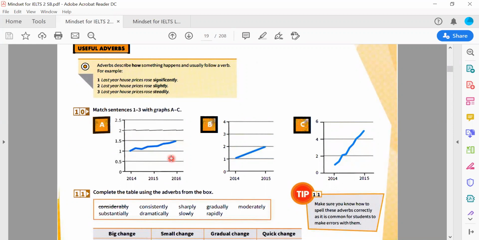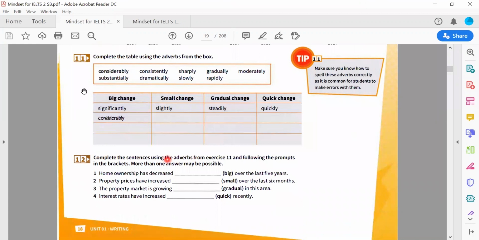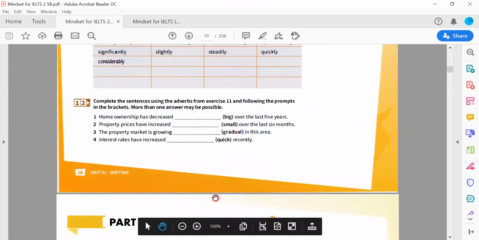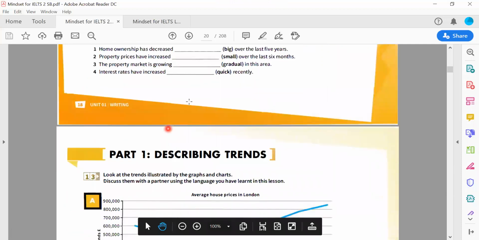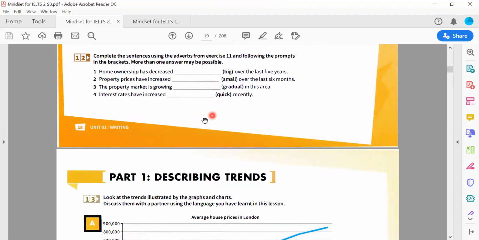Okay, A is the answer, because the prices rise a little bit. Exercise 11 is: complete the table using the adverbs from the box. So you just write the synonyms of the adverbs which are in the box in here. All of them are the same, they have the same information about the adverbs. You can just write a word in here, it doesn't matter.